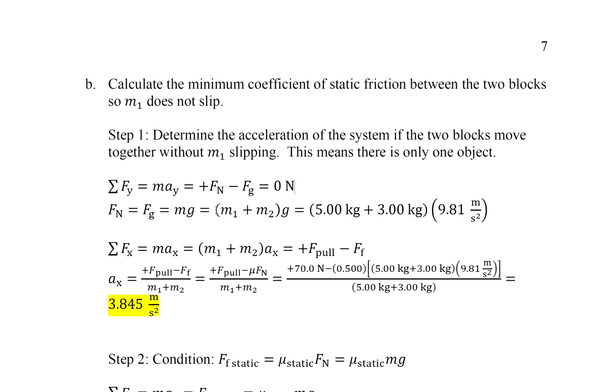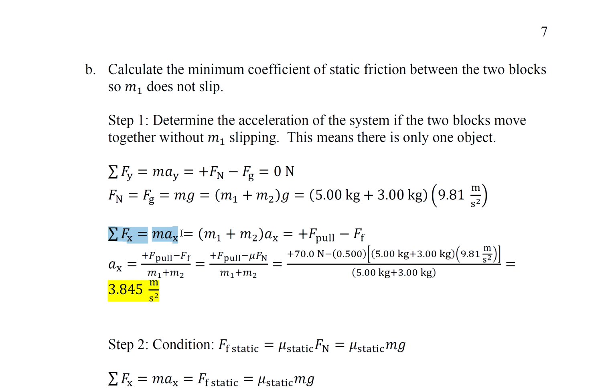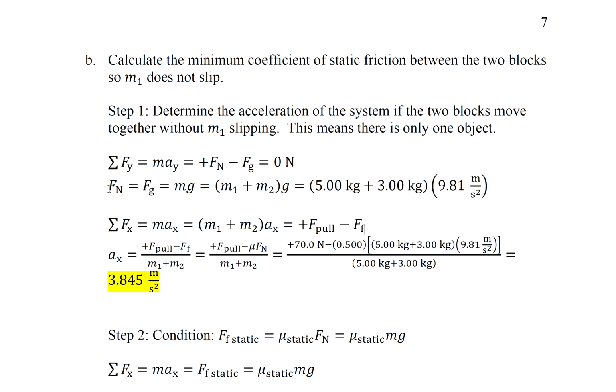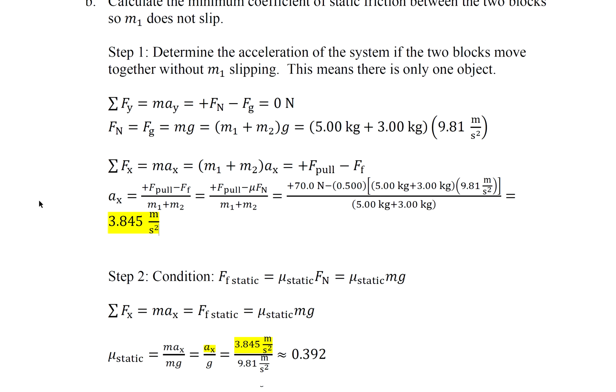So force normal is equal to m1 plus m2 times g. Then sigma F sub x equals m a sub x, which is equal to the force of pull minus force of friction. Remember, this is only one object. We're treating it as one object. So solving for a sub x, we get this equation here. We could plug in what we know to get 3.845 meters per second squared. So that is the acceleration, assuming that m1 is not slipping on m2, and vice versa.